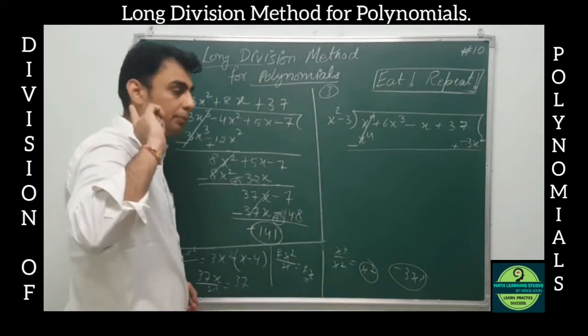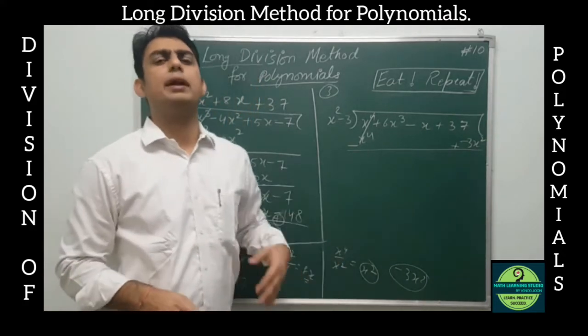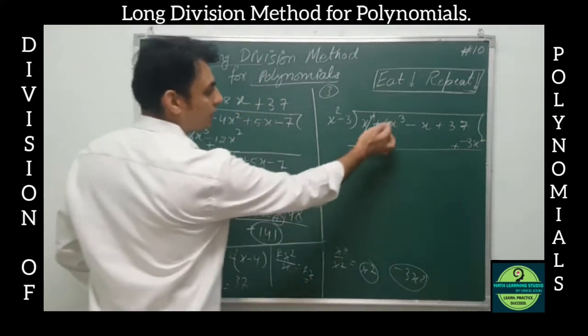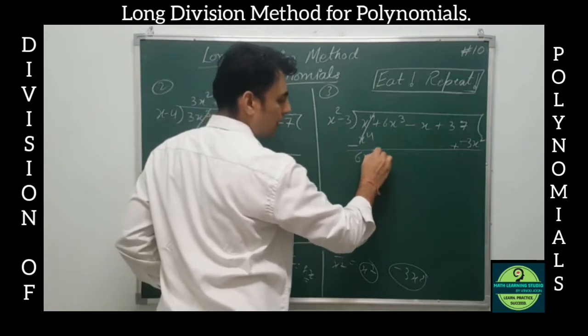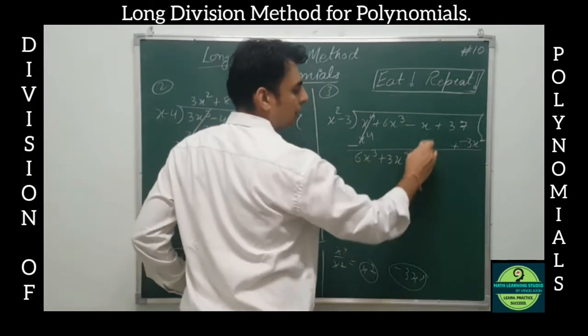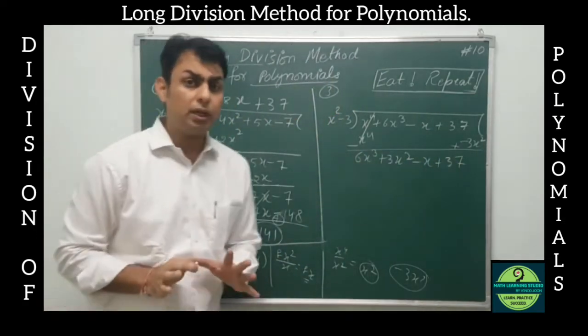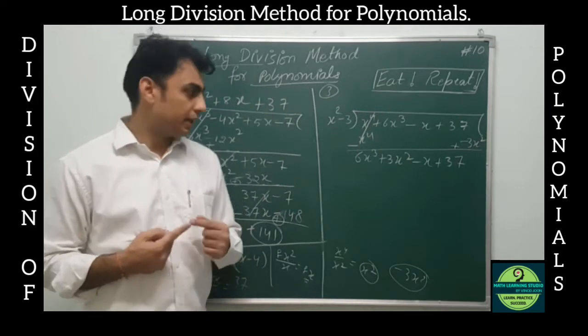I told you the first step is we have to write that in the standard form. So in every step we will write in the standard form. The 6x cube will come down first, then plus 3x square will come, then minus x plus 37. Got it? Let us just understand it once again.